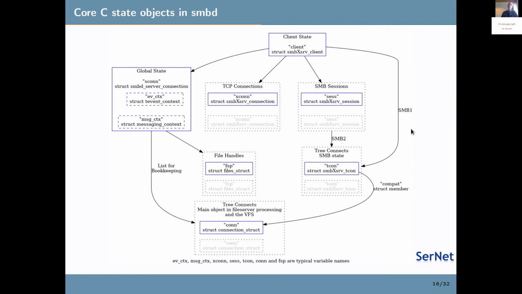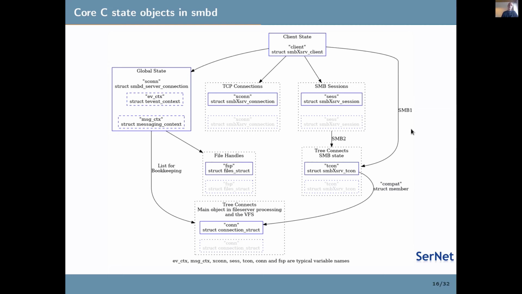So continuing down to this structure, which is probably the most important structure that anyone working on a VFS object in the VFS will come across, and it's also passed around a lot in other internal functions, the so-called, again, variable name that you will see often, conn, the struct connection_struct. This is referenced by the compat member in the tree connect structure, and this is the one that actually gets passed around in most of the processing functions that do some real work to implement the file system semantics.